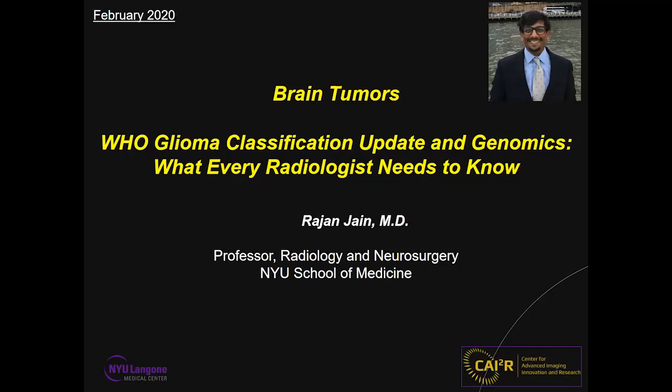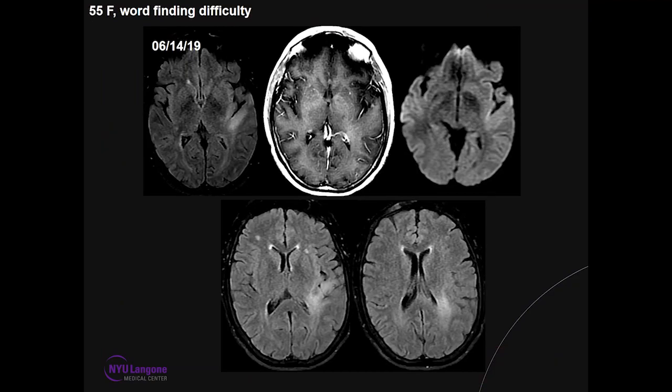Hi, the topic of my talk is WHO glioma classification update in genomics, what every radiologist needs to know. I'm going to start with showing a case over here. A 55-year-old female presenting with word finding difficulty. The initial MRI shows a non-enhancing infiltrative signal abnormality involving the left temporal lobe as well as the left insula.